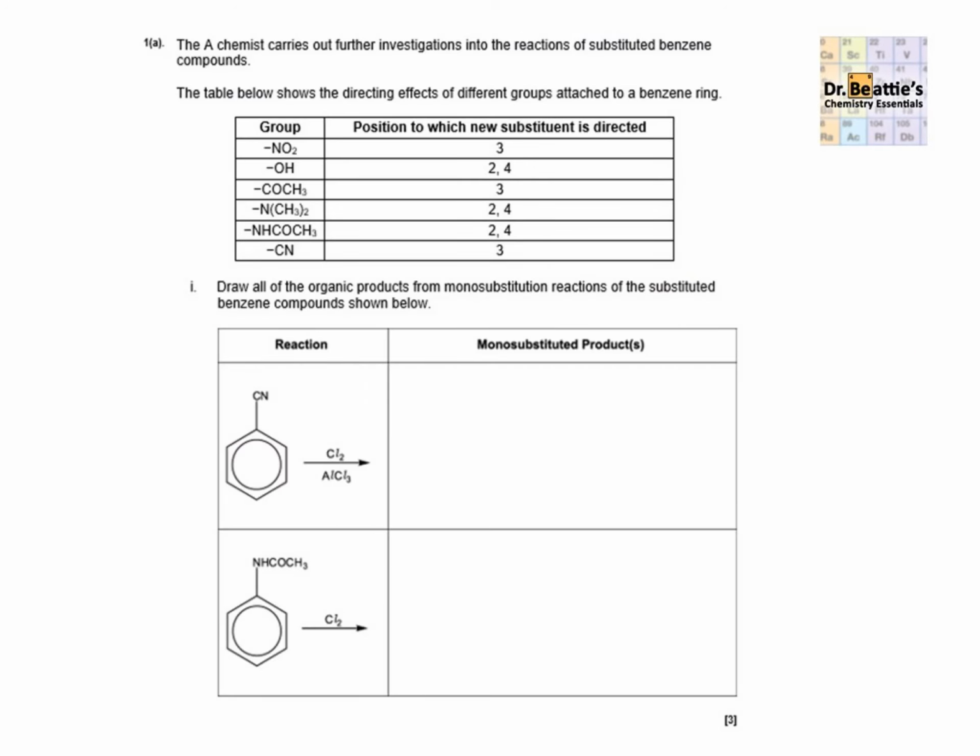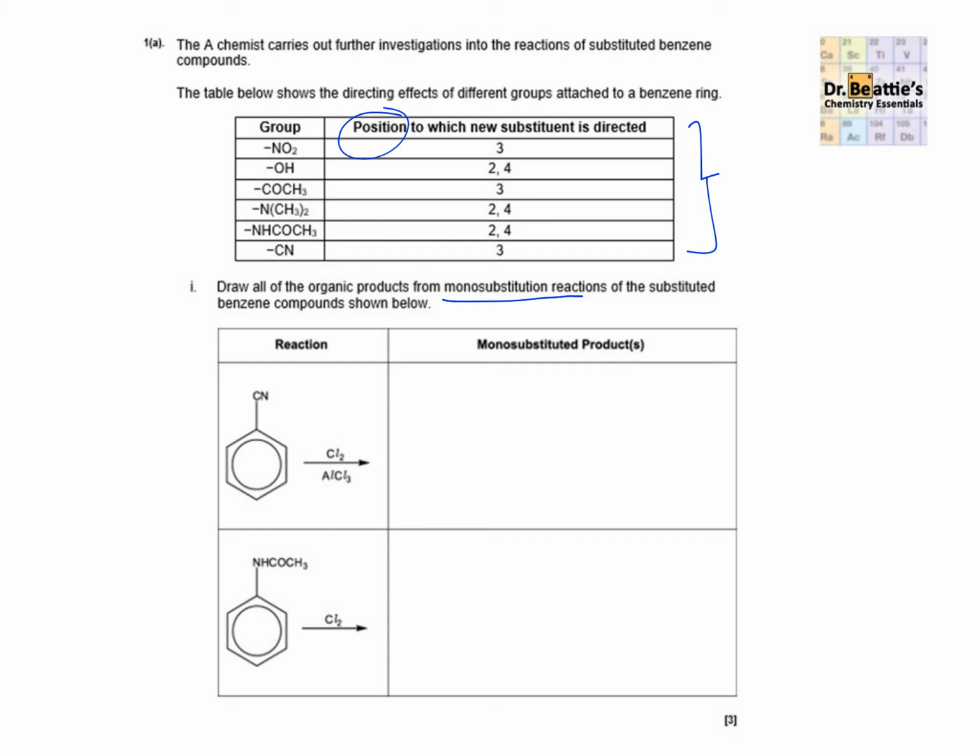Now, sometimes in the exam, you'll be asked to apply these concepts, and you'll be given enough information in order to apply these to a new scenario. So pause the video now and have a go at this exam question. Okay, so there's some important things in this question. First of all, it's telling us that only monosubstitution happens, and obviously this table is really key, because that's telling us the positions to which the new substituent is directed to.